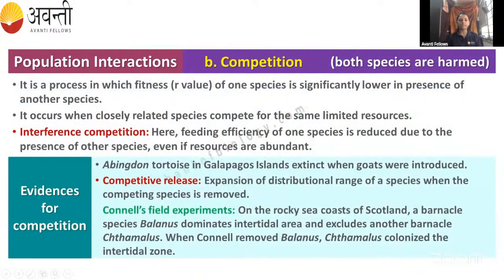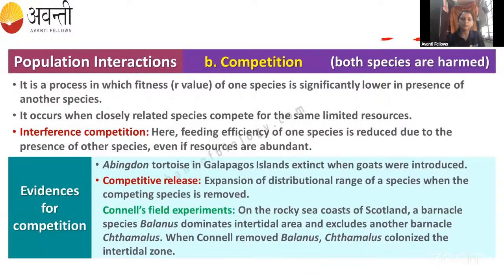Then coming to competition, guys, competition is nothing but between two organisms, where one is benefited whereas the other is going to lose. Okay. Both the species are going to be harmed here. So that is a minus and minus, right? Sorry, guys. Minus and minus here. Both the species are going to be harmed here.